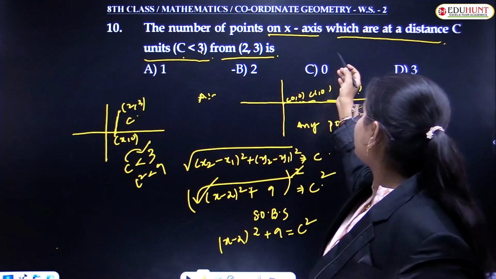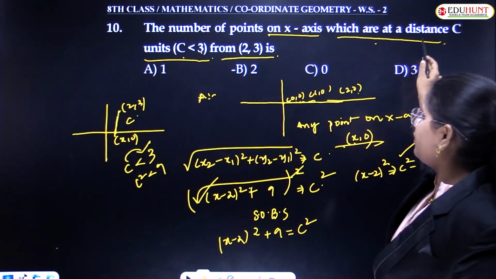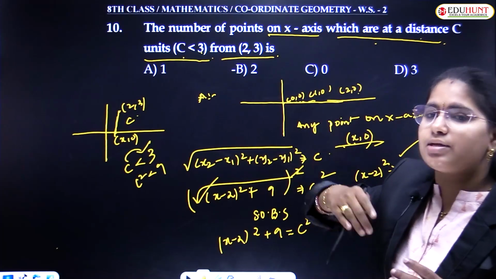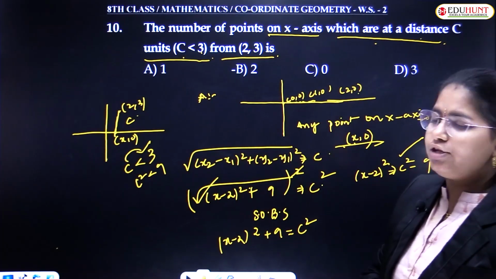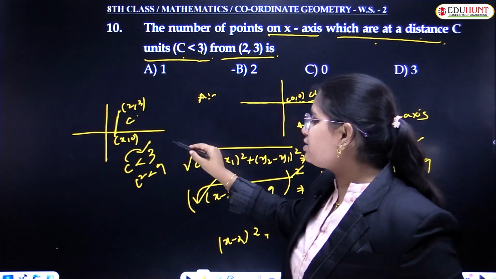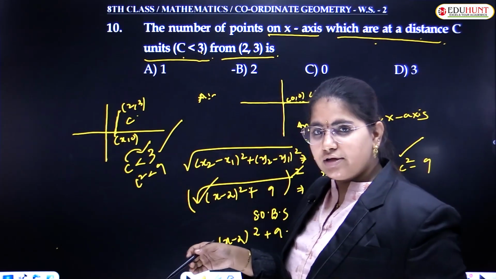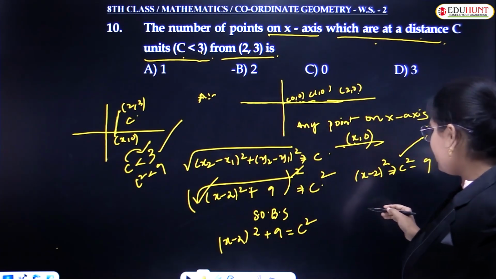Also given in the question, you are having at a distance c units, and that c is also becoming less than 3. Did you understand the question? If c is less than 3, what is the value of c square? It is less than 9, right? So just imagine the condition.